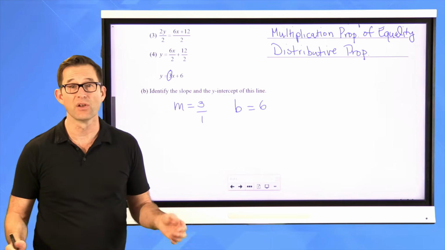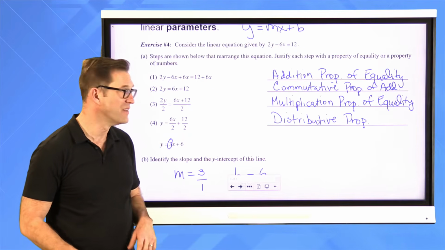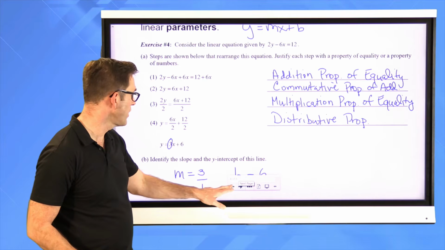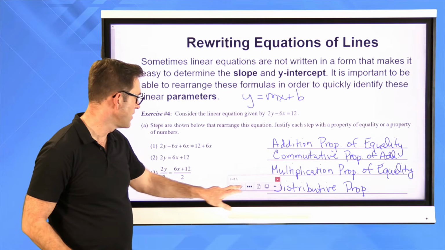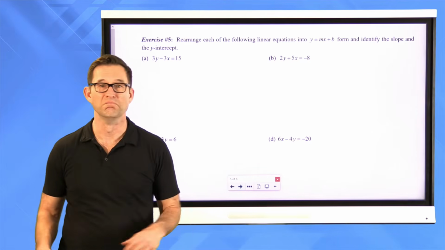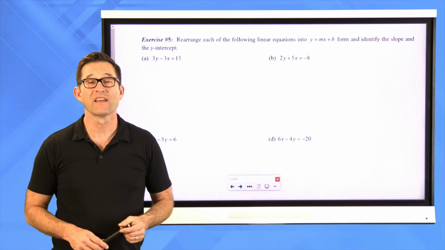It's actually a little unfortunate how often this can come up. I just can't quite get this to, there we go. All right. I don't know. Let's take a look at exercise number 5.